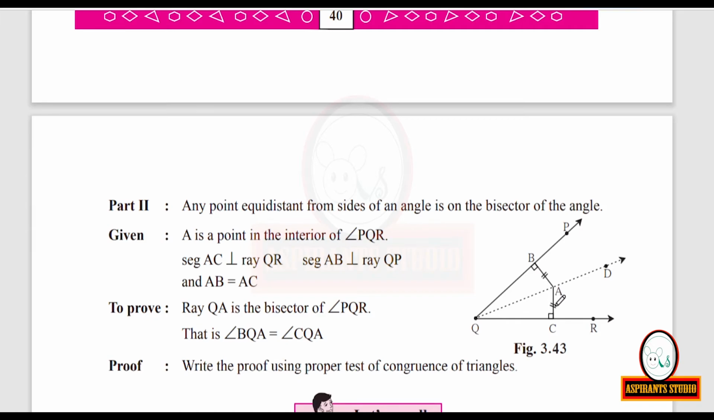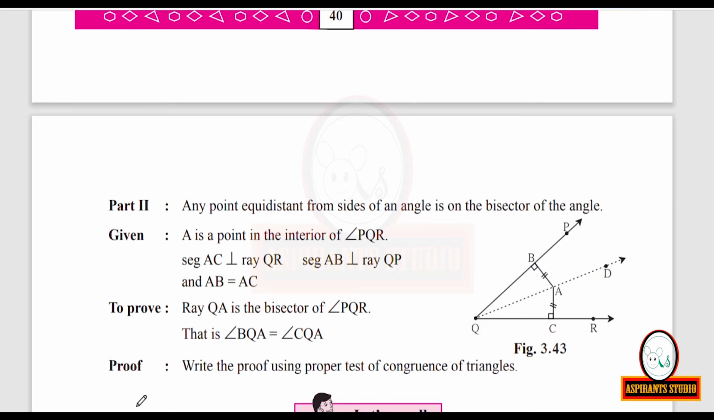That is, you have to prove that angle BQA is congruent to angle CQA. Otherwise, measure of angle BQA is equal to measure of angle CQA. And one hint is given here. Write the proof using proper test of congruence of triangles.